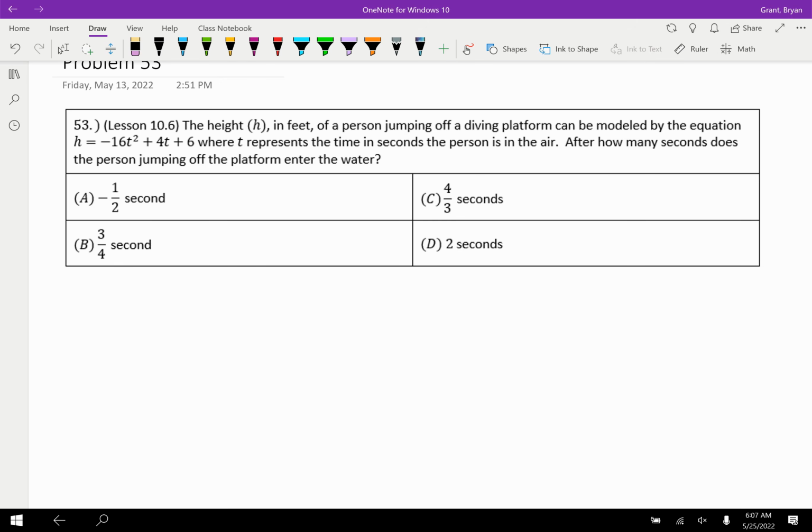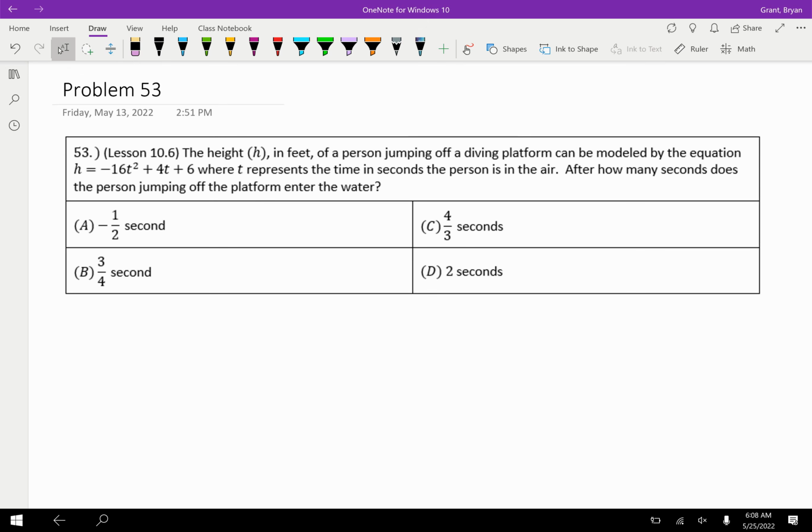Algebra 1 students, and welcome back to your Semester 2 final exam review. We're on to problem 53, which, at least for this year, hallelujah, is our last problem. And I get to be done making videos. That's so exciting. This problem comes from 10.6, which is where we did word problems with quadratics.